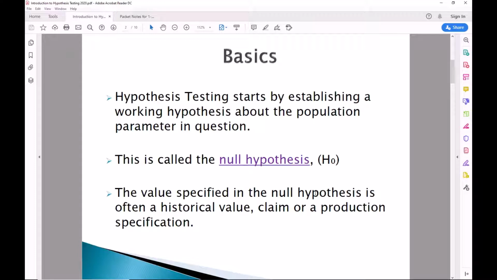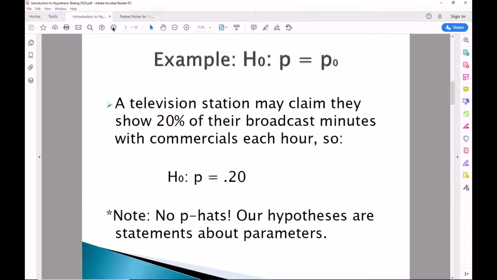The value that we normally give to that hypothesis, which will be a proportion or a mean, or who knows, this will often be a historical value, a claim like I just made, or a production specification. You know, the true average diameter for crankshaft rods is 2.738 centimeters or something like that. And we may feel like, well, maybe they're not equal to that. And so we need to test an alternative. All right, so moving on.